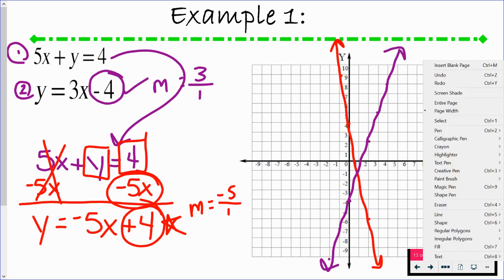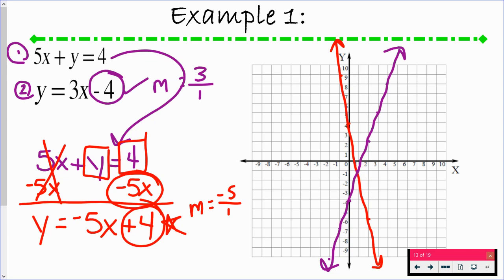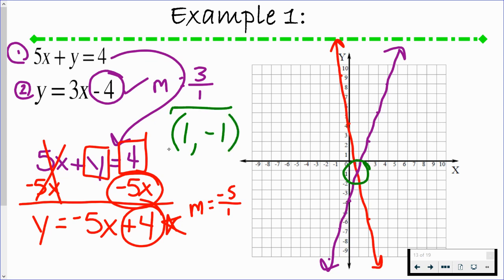Now, while you are graphing, as long as you are graphing correctly, you should observe a point of intersection if there's one solution. And if you notice, it was right here. So again, anytime they intersect, that's one solution, and they intersected at 1, negative 1.